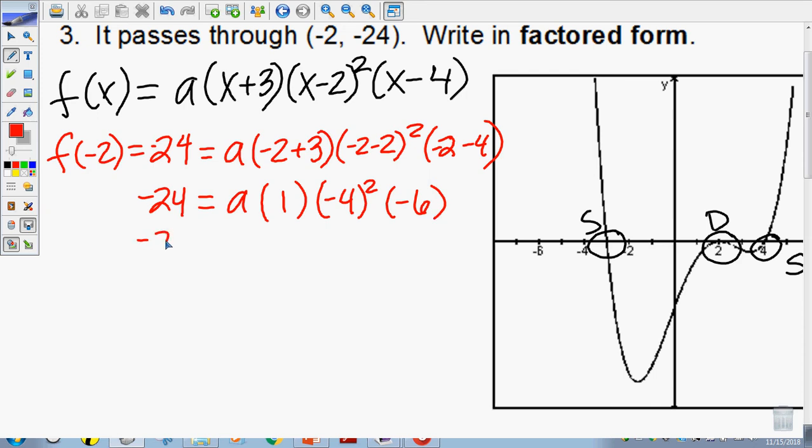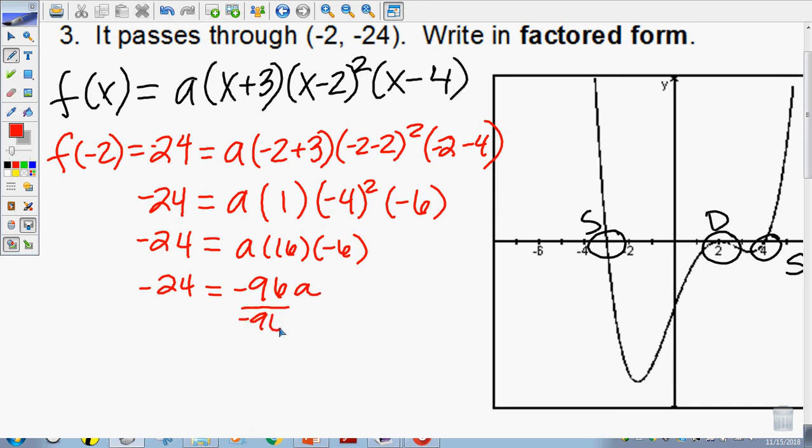Alright, here we go. So we have -24 equals A times 16 times -6. What is 16 times negative 6? Negative 96. So I have negative 24 equals negative 96a. And what do I do to get a by itself? Divide by negative 96. And that gives me 1/4. So a equals 1/4.